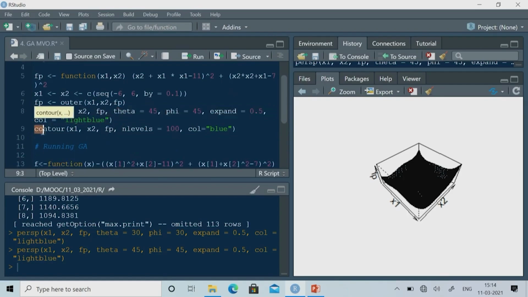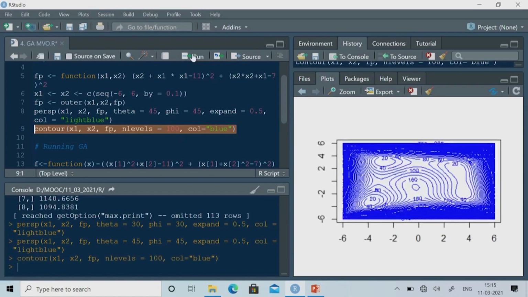So, for that I can use the contour function. The arguments are x1, x2, then the function value you have to put, and the number of levels. So, I am defining 100. If you do not define it, the default value will be taken. And here also I would like to give blue color. So, if I run this particular line, I will get the contour map.